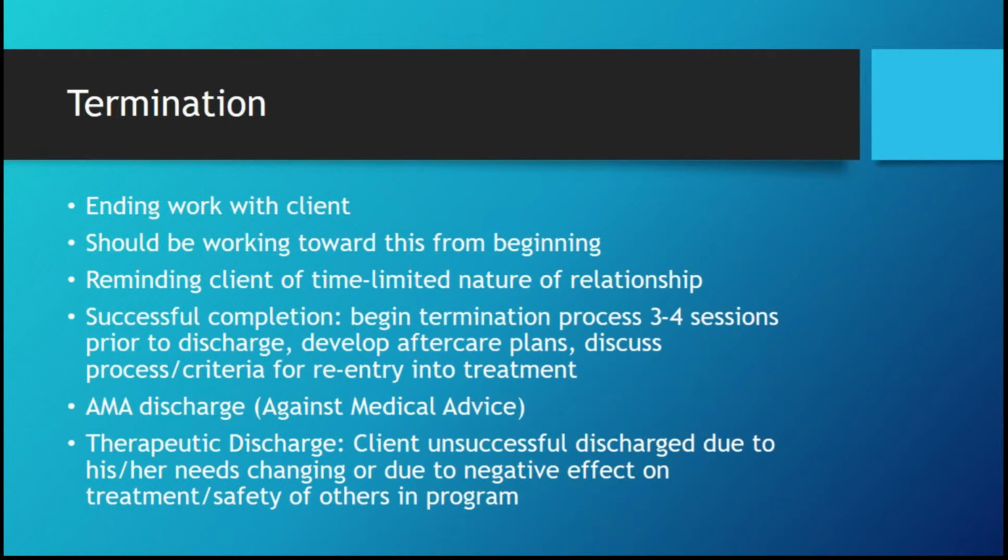The other thing that might happen is we might need to do a therapeutic discharge because the person is having a negative effect on the treatment or the safety of others in the program. When I used to work with delinquent boys with substance abuse issues, sometimes those boys would become violent and they wouldn't be appropriate for the programs we worked in because we didn't have a way to keep the other boys safe. And so even though my client might still need treatment, I might need to send them someplace else to get that treatment. And so then we had to unsuccessfully or therapeutically discharge them from our program.